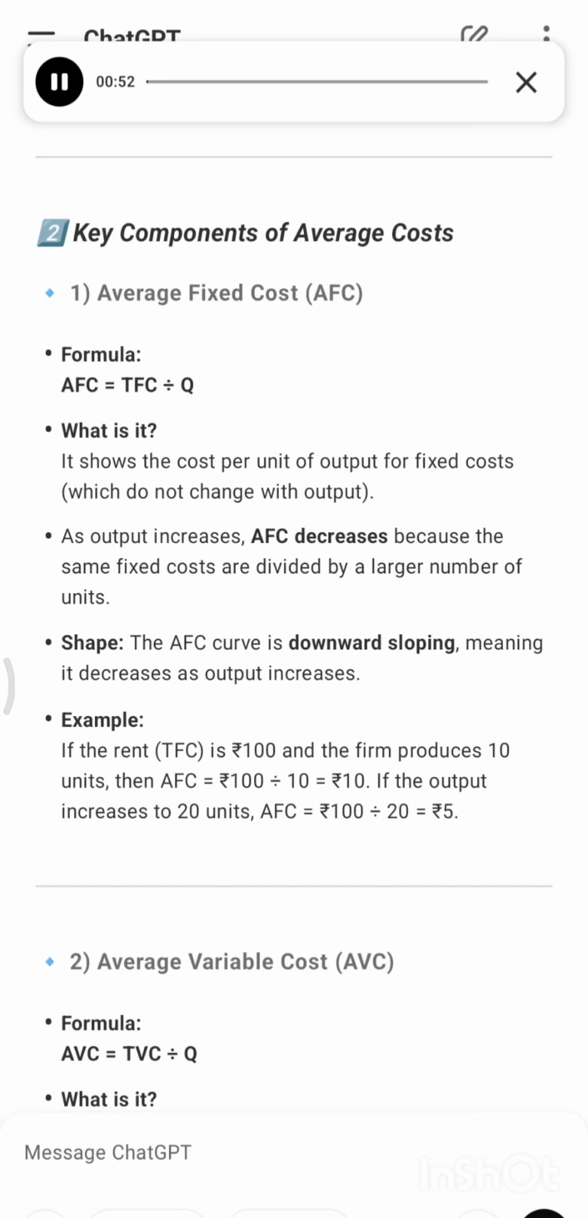Example: if the rent TFC is 100 and the firm produces 10 units, then AFC equals 100 divided by 10, which equals 10. If the output increases to 20 units, AFC equals 100 divided by 20, which equals 5.